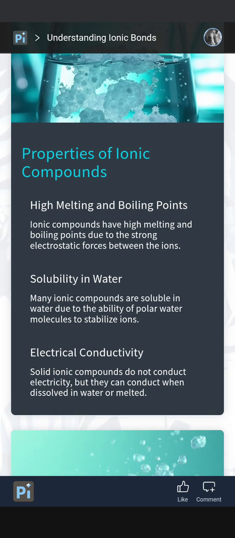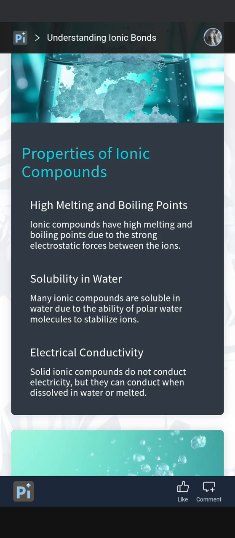Then we have some properties of ionic compounds. First is high melting and boiling points. Because the interaction between these ions in the ionic compound is very strong, it's very difficult to melt them or to boil them. So they have high melting and boiling points.